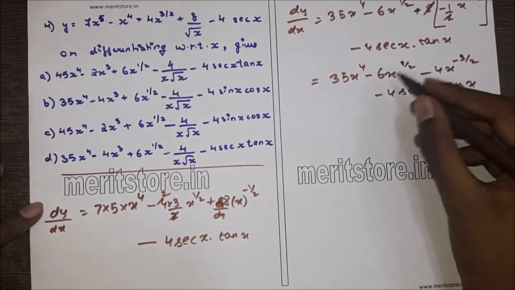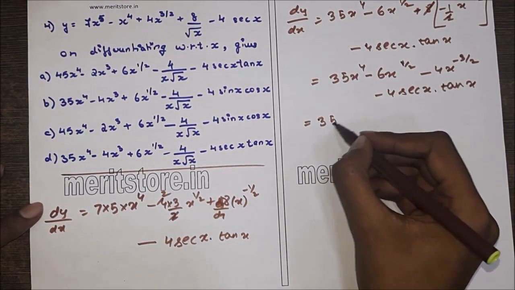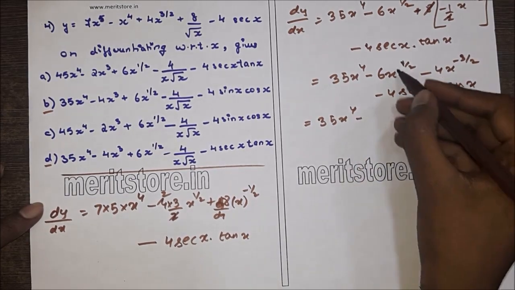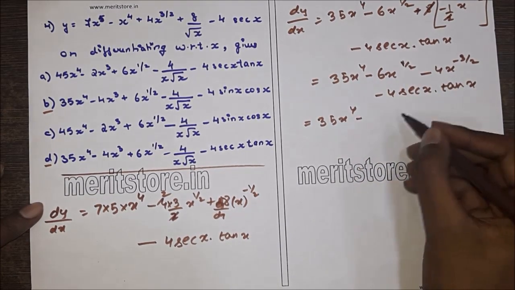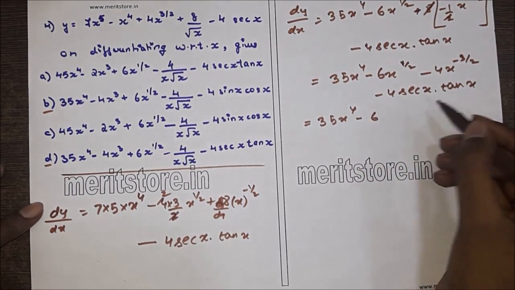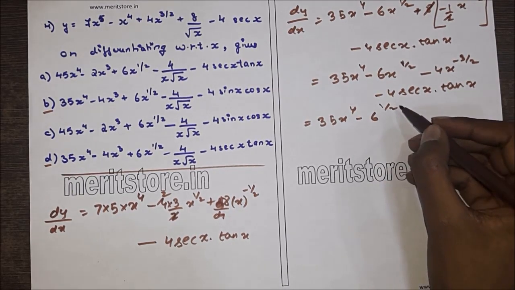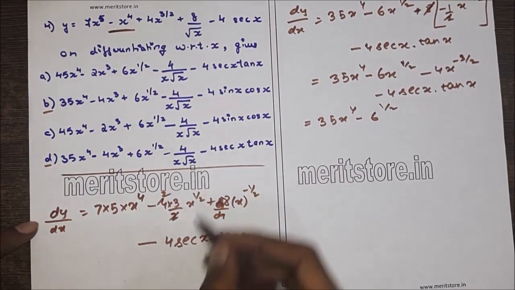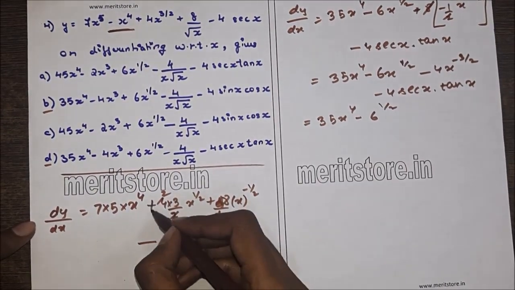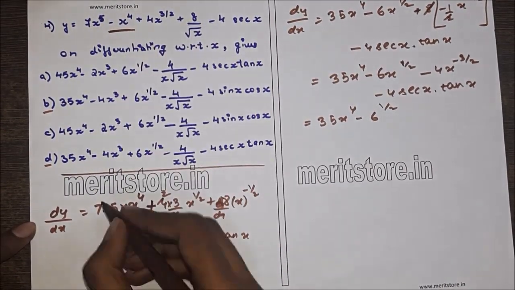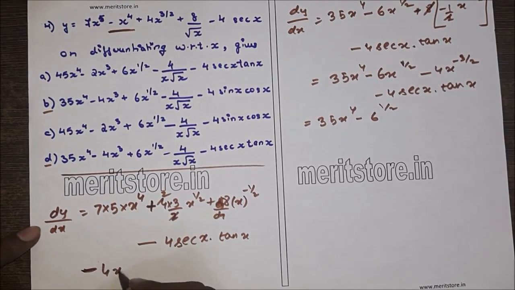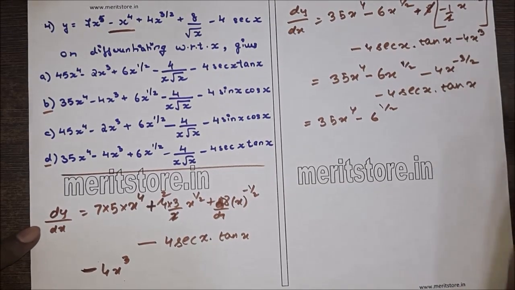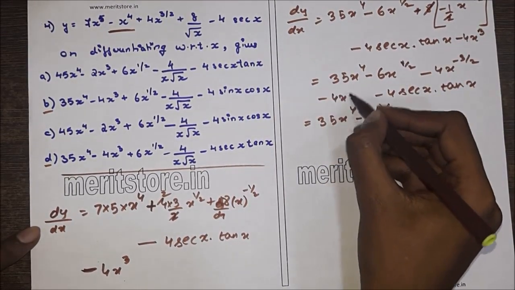We simplify it according to the options, we get 35 x raised to 4, which is option D or B, minus 6 x raised to half. There's a correction here, we missed the term minus x raised to 4 and this is plus, so we differentiate it, we get minus 4 into x cube, and we make the correction everywhere, minus 4x cube.